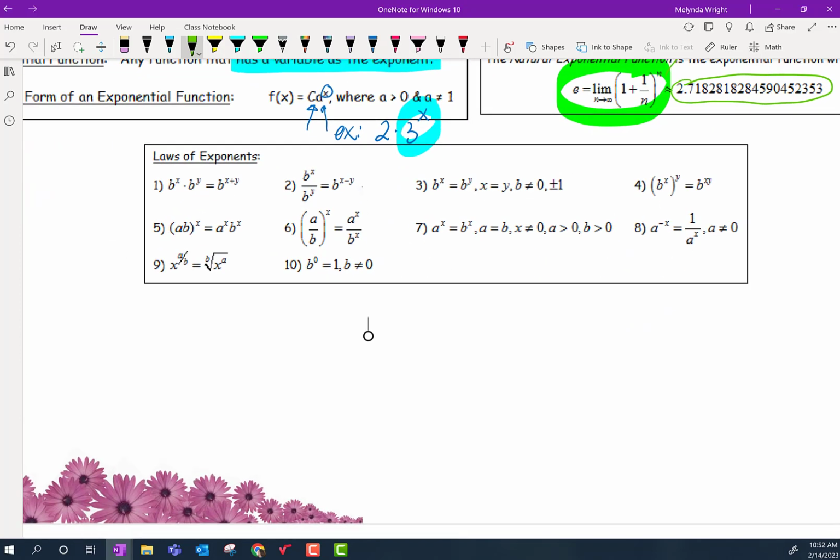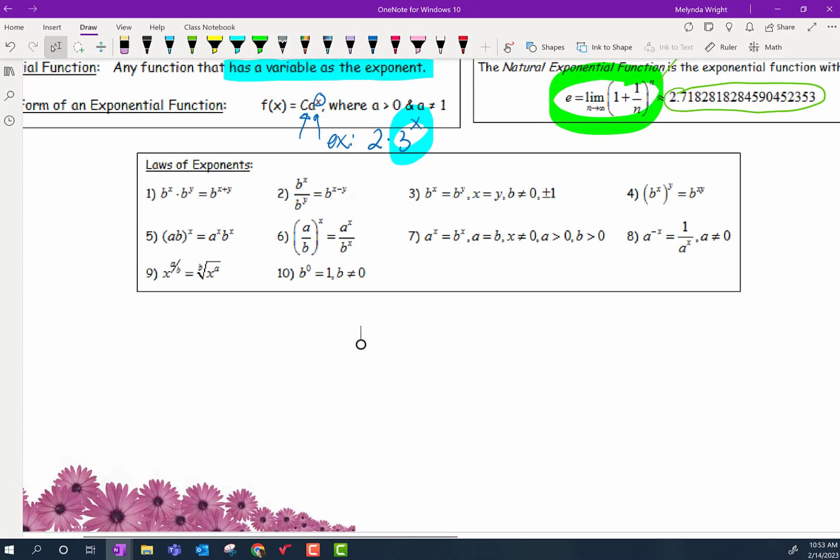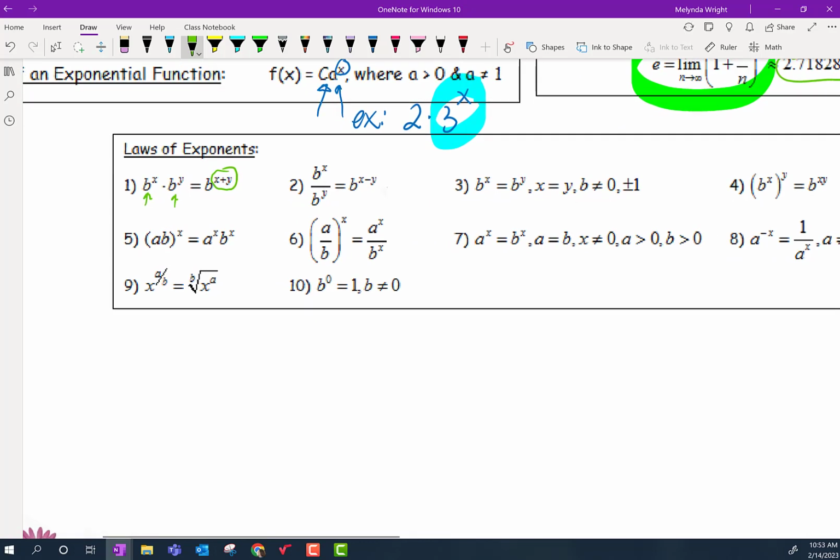These exponent laws are so important to our work in every kind of math, in algebra, in trig, in calculus. It's so important. So just a reminder, when we're multiplying with the same bases, we add the exponents. That's the law. When we are dividing with the same base, we subtract the exponents. This should be just a review for you.